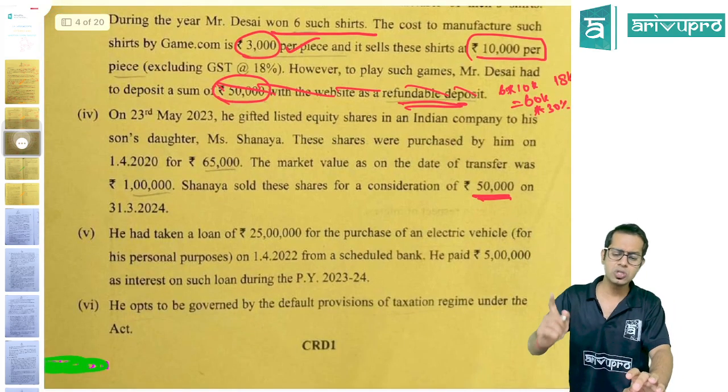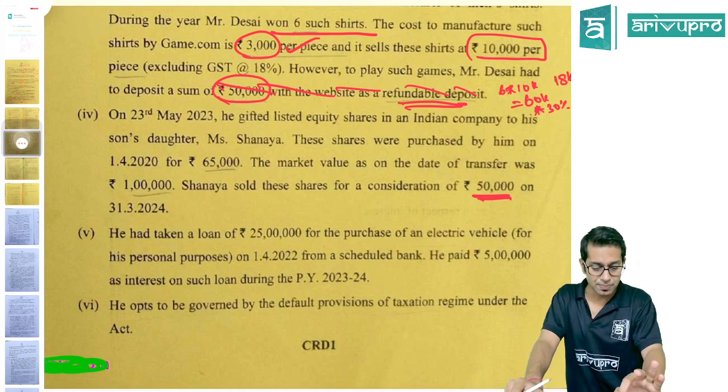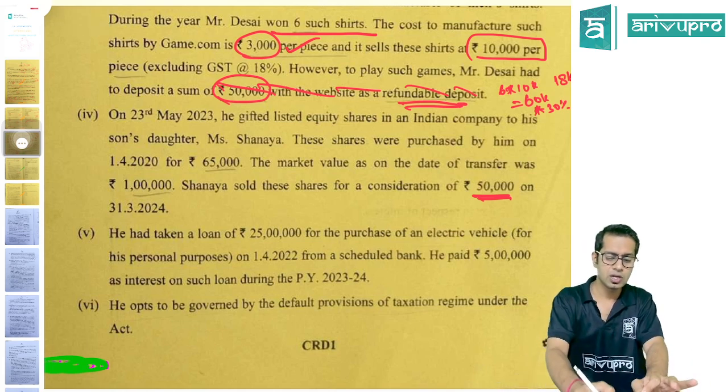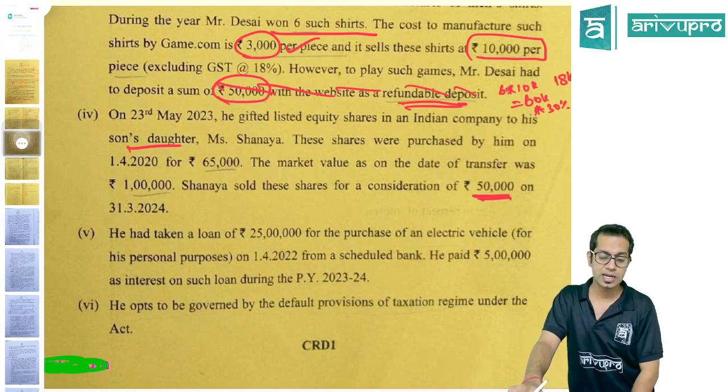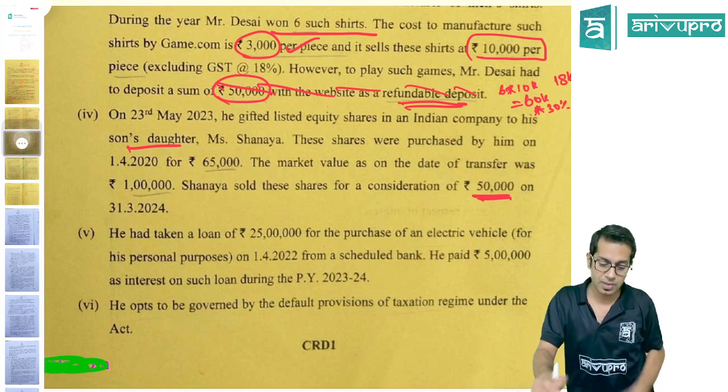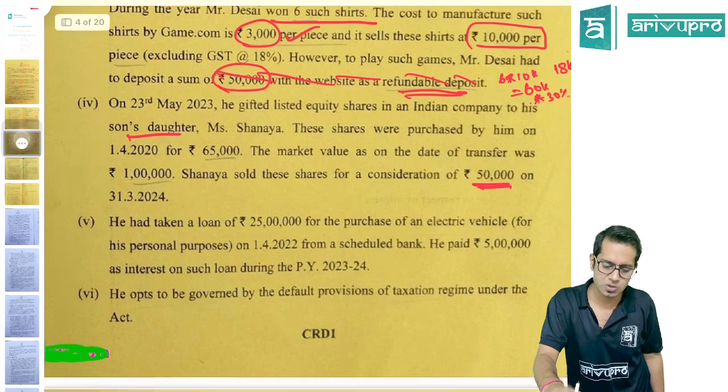Okay. So now please note what has happened over here. There is gifting. So to whom have you gifted, sir? You have gifted to your relative. Son's daughter is treated as relative. Okay. Son's daughter will be treated as relative.